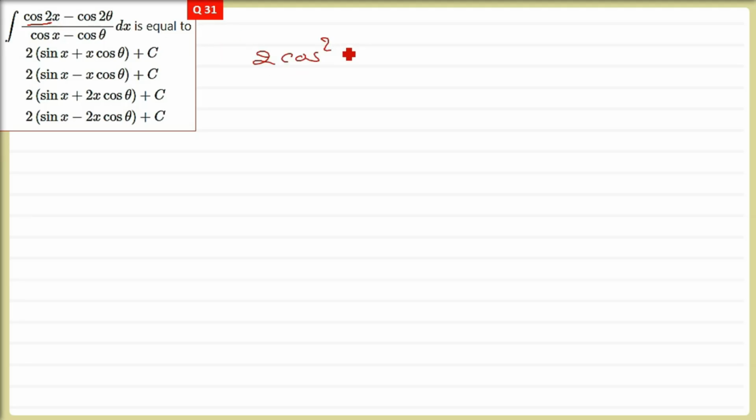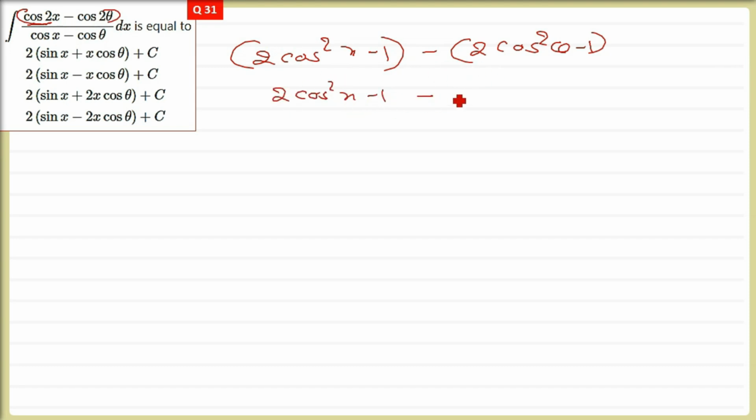So 2 cos square x minus 1, in place of cos 2x you can write, minus cos 2 theta. For cos 2 theta you can write 2 cos square theta minus 1. Please remember, cos x is cos x, but cos theta is a constant value. So I'm just doing the numerator right now. I'm opening it. 2 cos square x minus 1 minus 2 cos square theta plus 1.